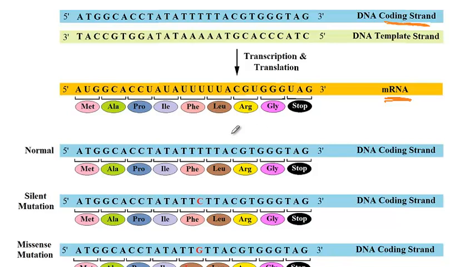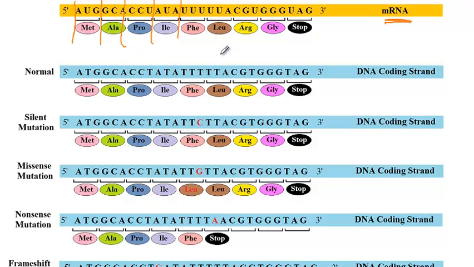And now this mRNA, through the translation process, different codons will code for different amino acids that will be put together by the ribosomes. So in the first example here, we have a normal translation process and there is no mutation. However, if there is a mutation, for instance, that TTT converts to TTC, but then this codon is still coding for the same amino acid, so there is no change in the protein structure. And this would be an example of silent mutation.